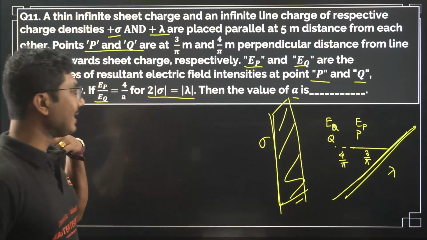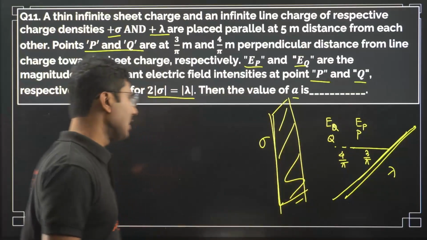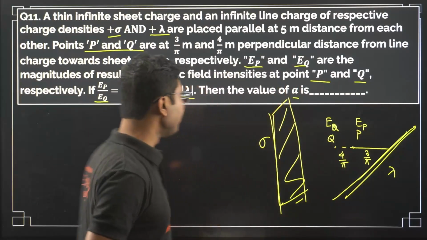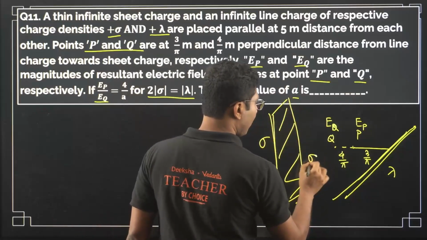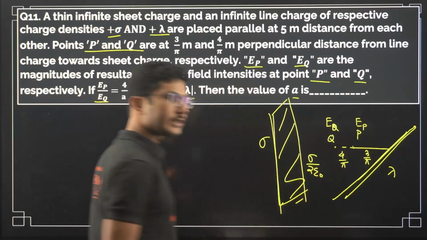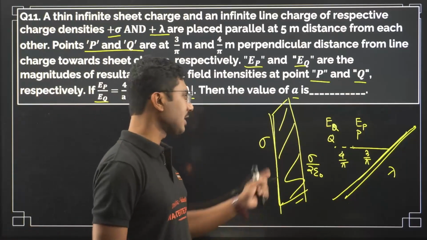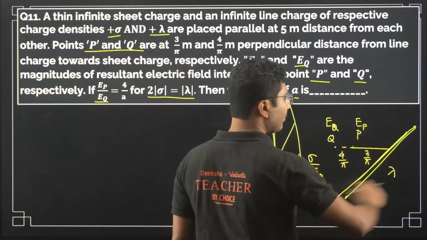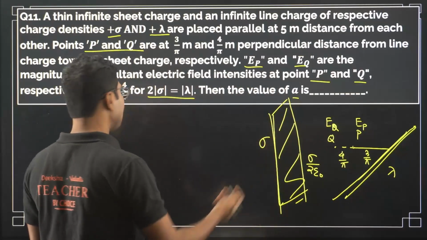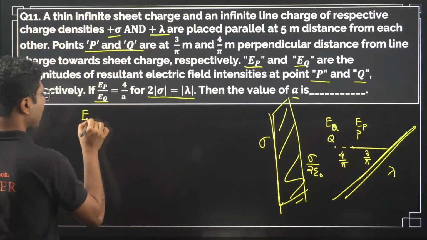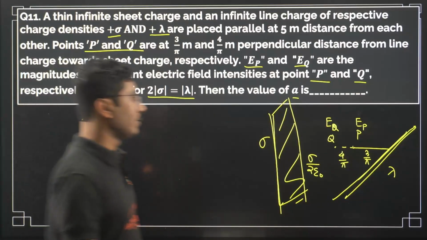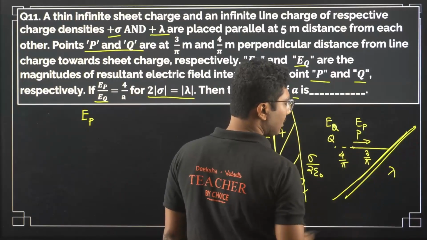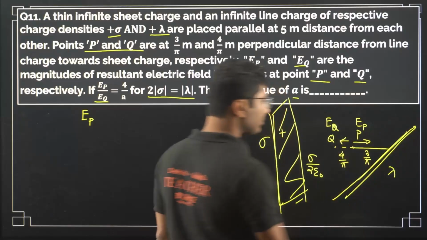So what is the electric field due to an infinite sheet of charge? The electric field due to an infinite sheet of charge at both points will be sigma by 2 epsilon naught. This is constant. The electric field due to the line charge will change for EP and EQ. So what is EP? Now let us understand the directions also. This is positively charged, so the electric field at P will be away. This is also positively charged, so the electric field due to this will also be away.